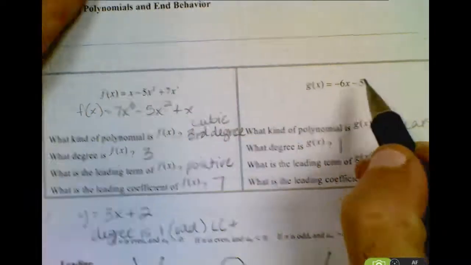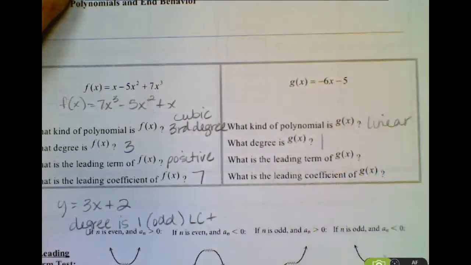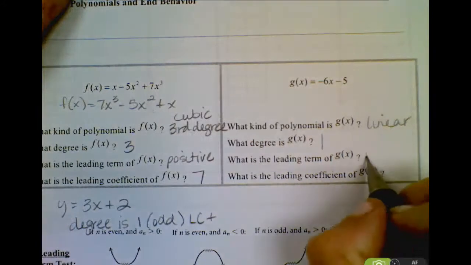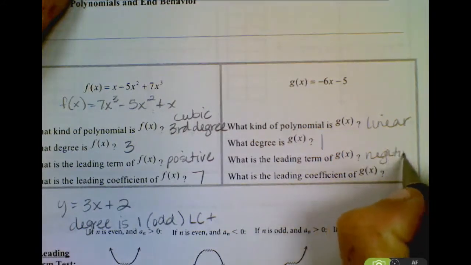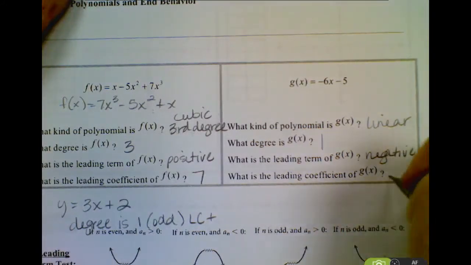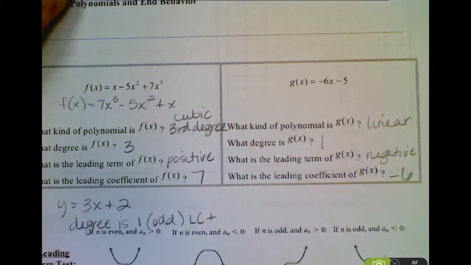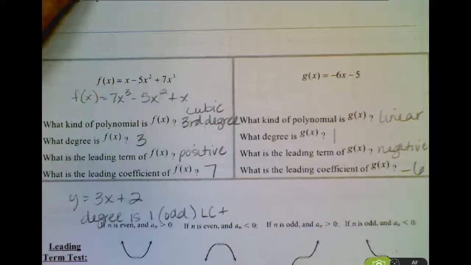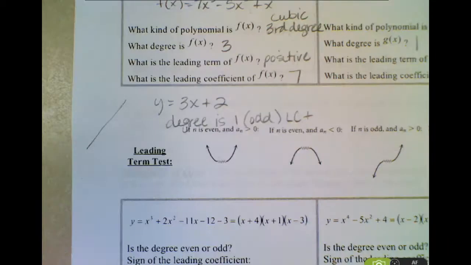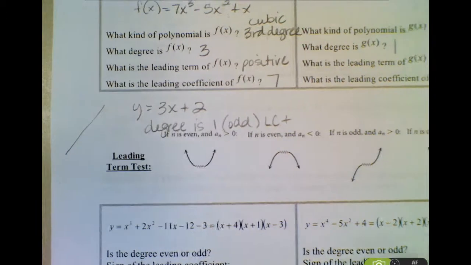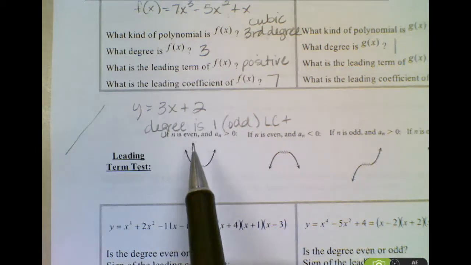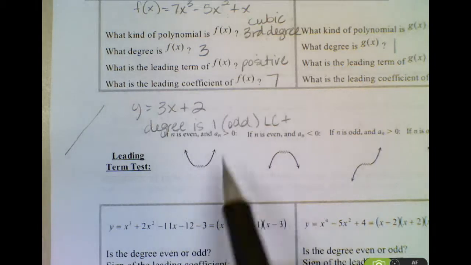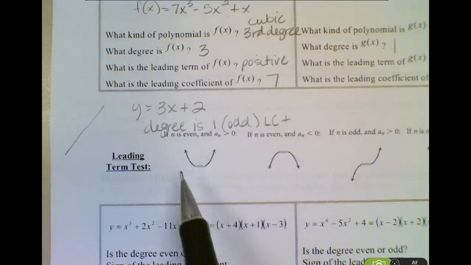We are listed from largest exponent to smallest. The leading term is negative, and the leading coefficient is negative 6. So they have something called a leading term test, which will help you understand what the function is going to do as far as its behavior.